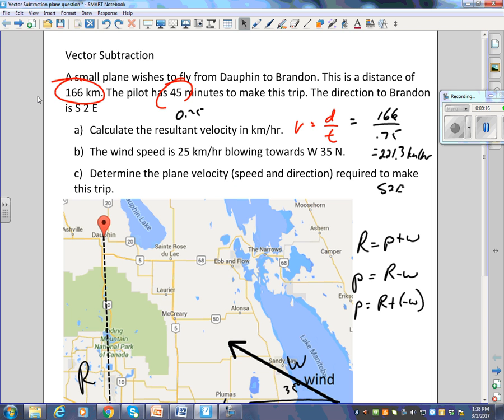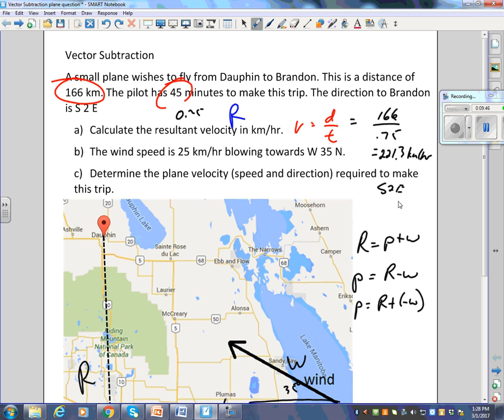A small plane wishes to fly from Dauphin to Brandon. This is a distance of 166. The pilot has 45 minutes to make the trip. The direction of Brandon is south to east. Calculate the resultant velocity in kilometers per hour. So what is that? That is our vector R, the resultant velocity. And we worked it out to be 221.3 kilometers per hour. And I told you it's at south to east. That's the resultant velocity. That's what has to be the result of this interaction.